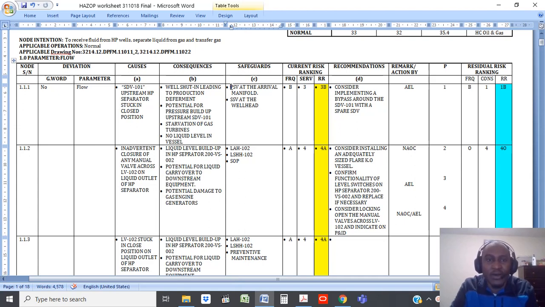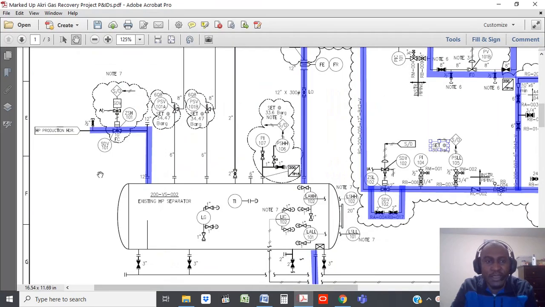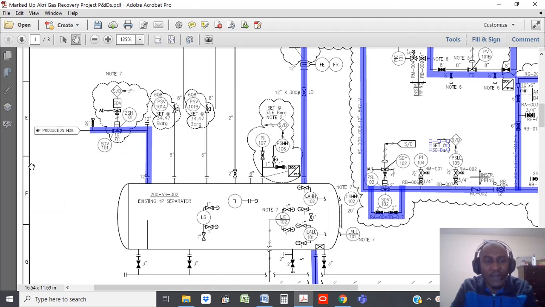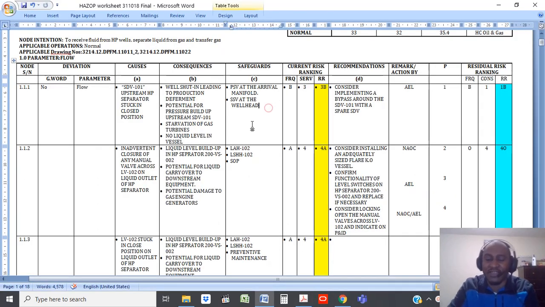So we looked at, okay, a PSV at the arrival manifold, meaning upstream of this place, there's a PSV on that manifold. So if this is closed, the PSV would pop open and relieve to the flare. So that's a protection against overpressure in this line. Also, you have an SSV at the wellhead, meaning the valve would shut in and would stop the well from producing, meaning you wouldn't have anything in this line. So that's a safeguard. Also, you can have another safeguard as your preventive maintenance, which I could write in here.